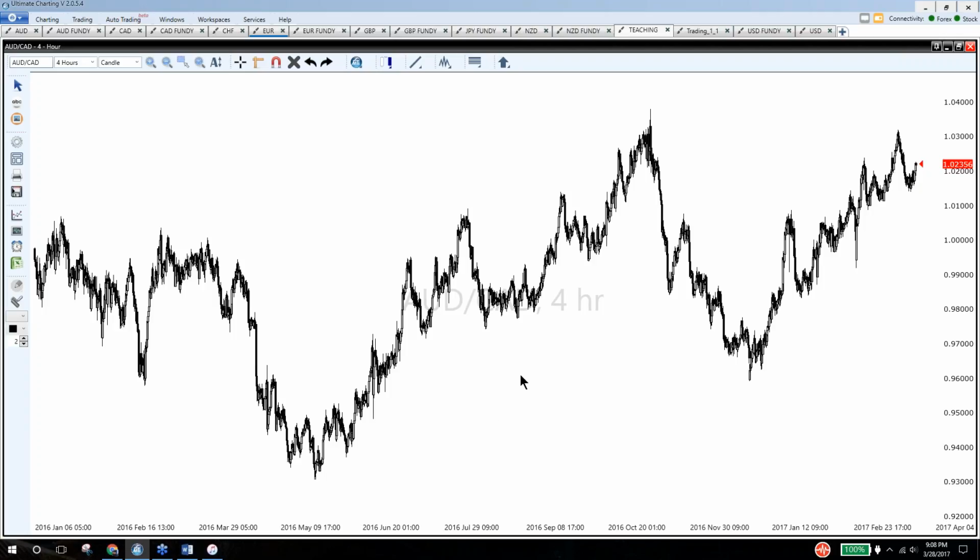I'm going to compress my chart. If by any chance you're using any other charting software, compress your chart as far as it will go. Right now, the Ultimate Charting software already does that for you. It opens up in a very zoomed out view so that you see all your candles.